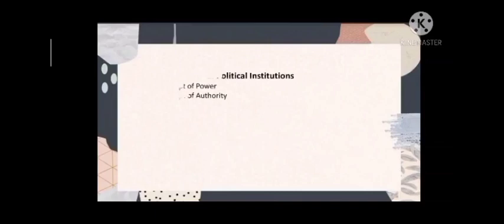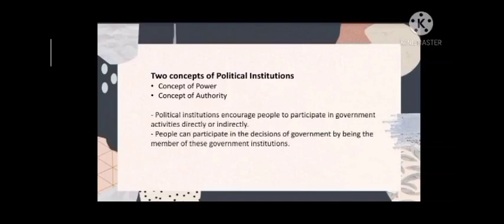There are two concepts of political institution. First, the concept of power, which influences the actions, beliefs, or behavior of others. Second is the concept of authority, perceived as legitimate by the social structure. Political institutions encourage people to participate in government activities directly or indirectly. People can participate in the decisions of government by being members of these government institutions.